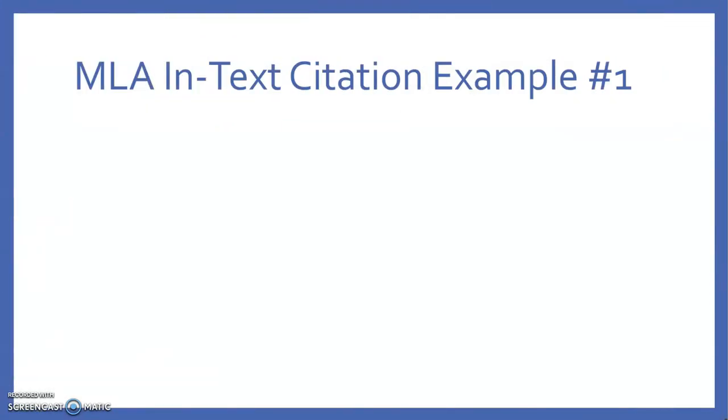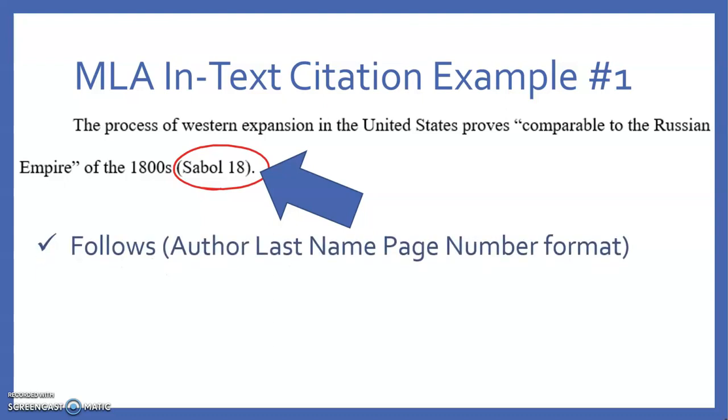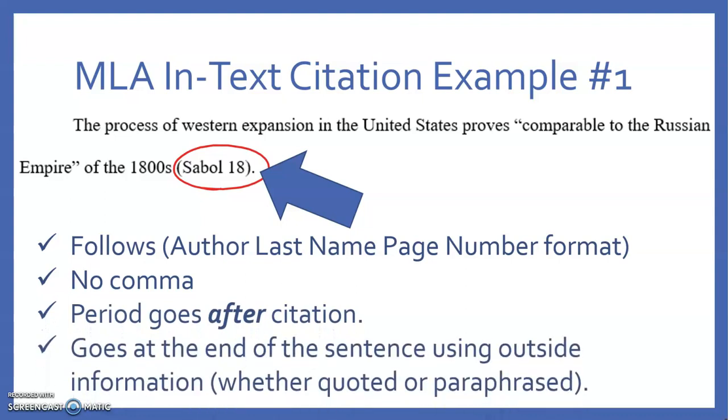Let's check out an example. So here we have an in-text citation, and it follows the same rules that we covered in the last slide. We've got the author's last name there with the page number that we found our quote on, all in parentheses. We've got no comma in there. The period comes after the citation, and our citation's at the end of the sentence in which we have a direct quote.